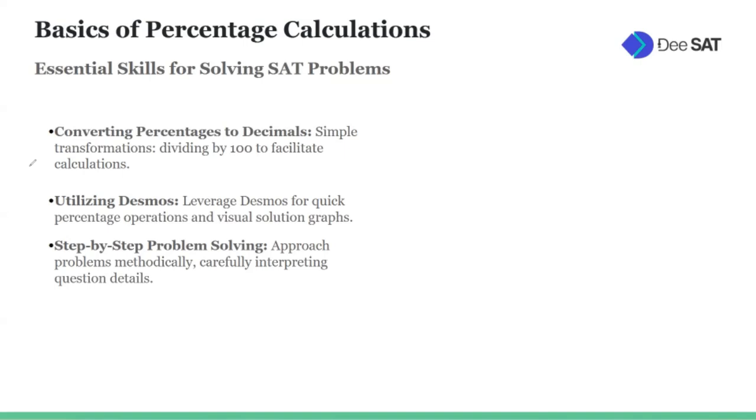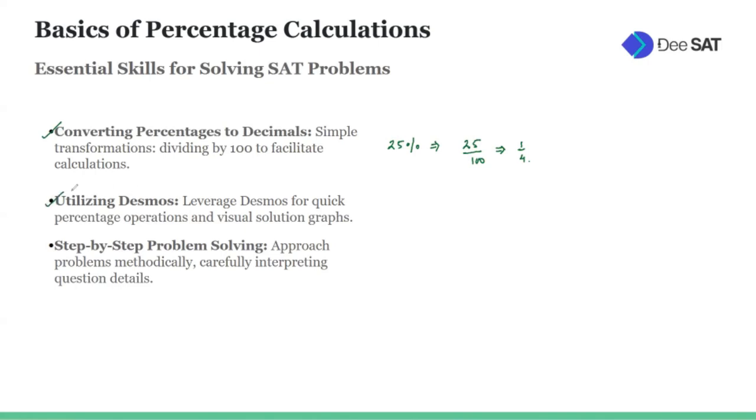Converting percentages to decimals. To work with percentages, we often convert them to decimals by dividing by 100. For example, I'm writing 25%. I can convert it to a fraction. We're just removing the percentage sign. I'll write 25 divided by 100 and simplify it to get a fraction that is 1 by 4. This makes calculation much simpler.